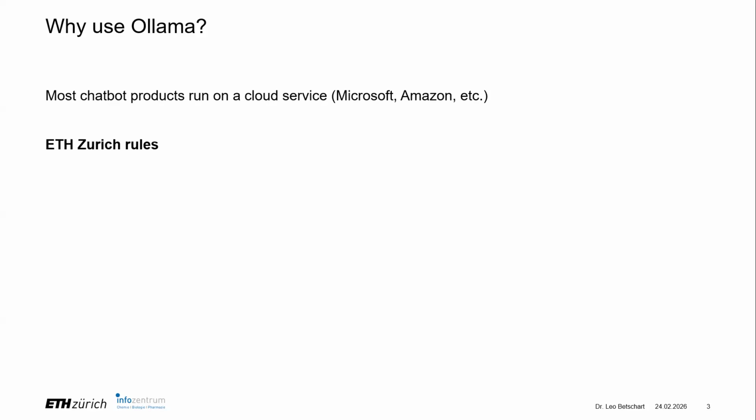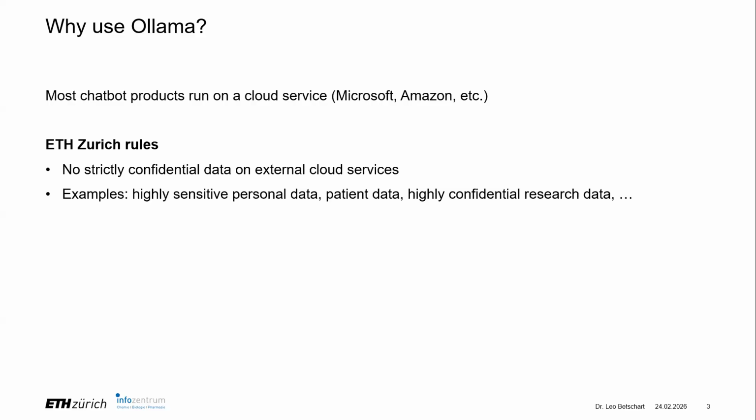So for example, here at ETH Zurich, we have rules, and they say, well, if you have strictly confidential data, you cannot put them on an external cloud. And what does this, for example, mean? This could be something like highly personal data, if you work with patient data in your research project, or if you have other types of highly confidential research data, for example, by an agreement with a company that classifies the data as such.